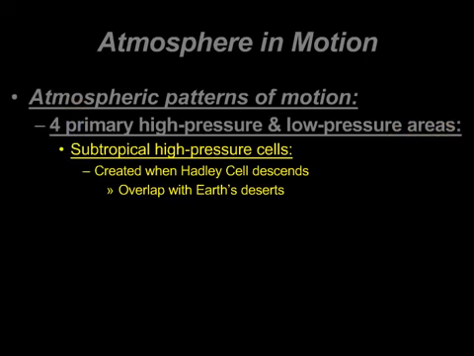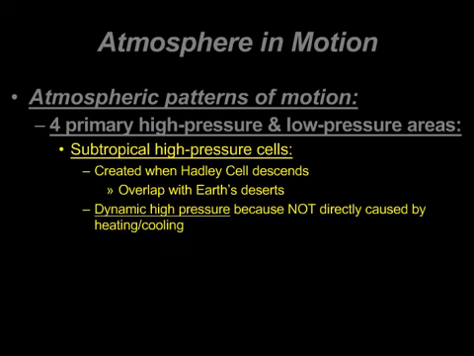The subtropical high pressures are created when that Hadley cell, we talked about, when that dry air descends after it's essentially spewed out all of its moisture there in the equatorial low pressure zone. These overlap with the Earth's deserts. The Kalahari and the Sahara are all found in and dominated by subtropical high pressure zone areas.